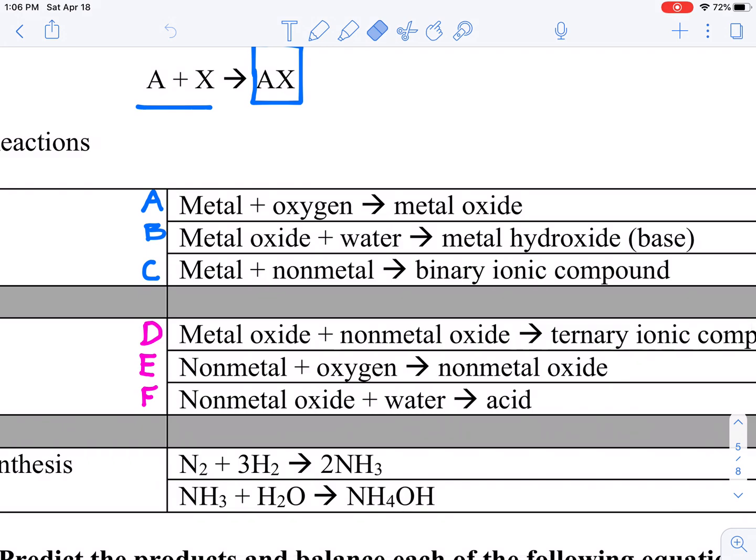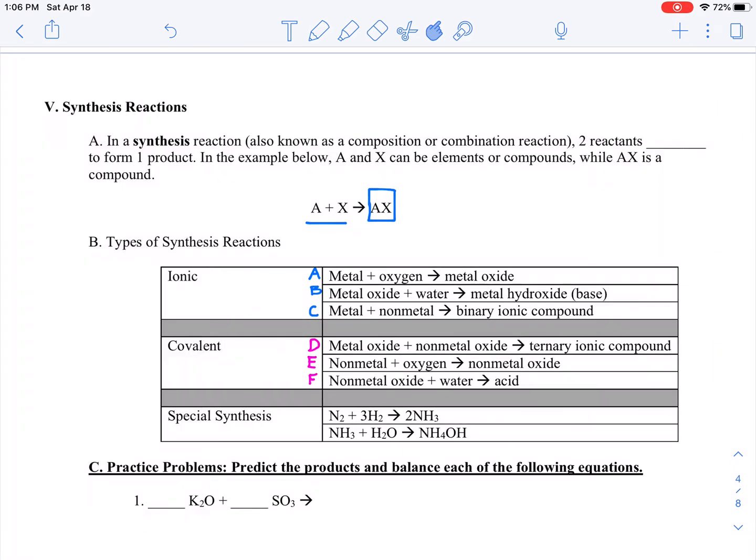If you take a metal oxide, what's that? Well, it's something that's already a metal combined with oxygen, and you react with water, what's that? H2O. You're going to make something else. So what this box is telling us is what we can predict to make based on the starting ingredients, if you will, in our chemical reaction.